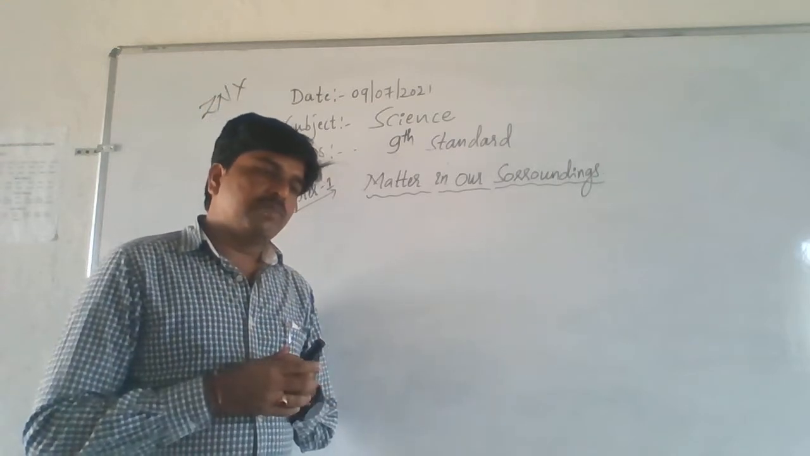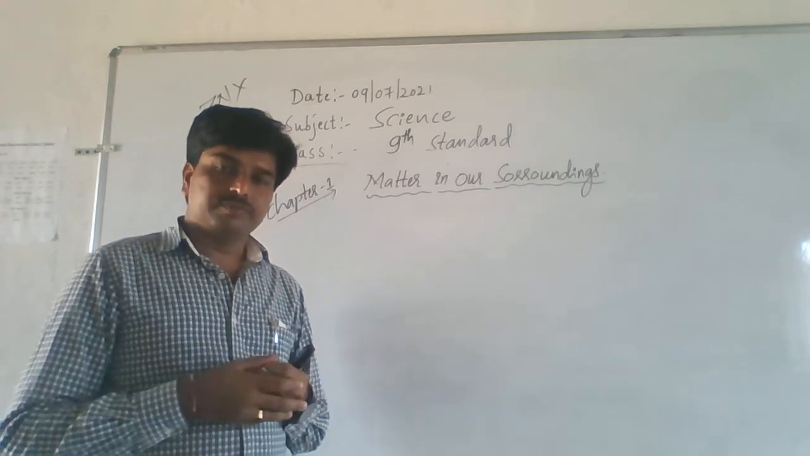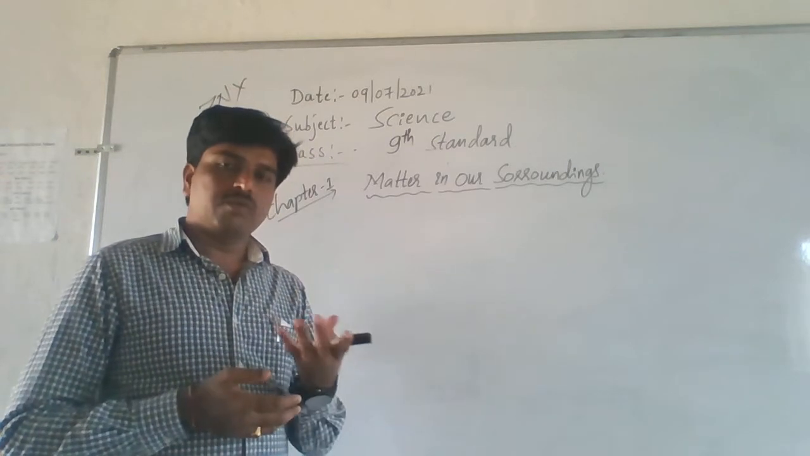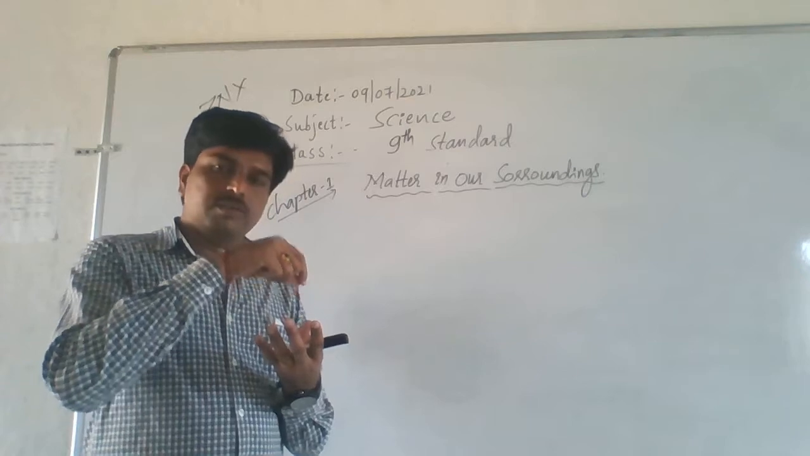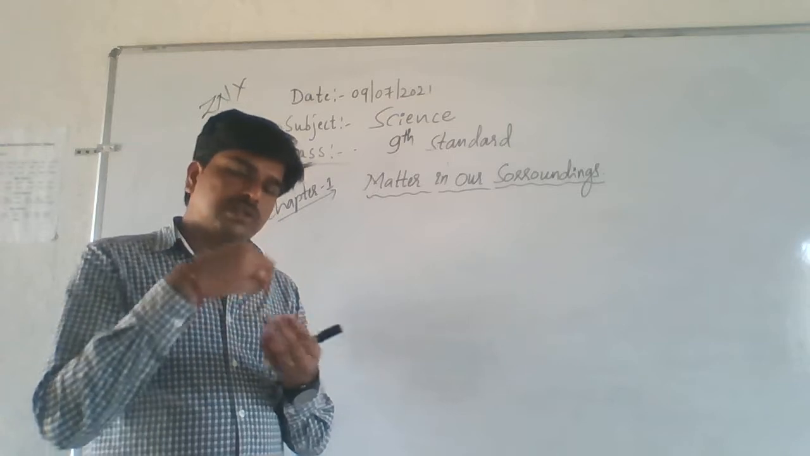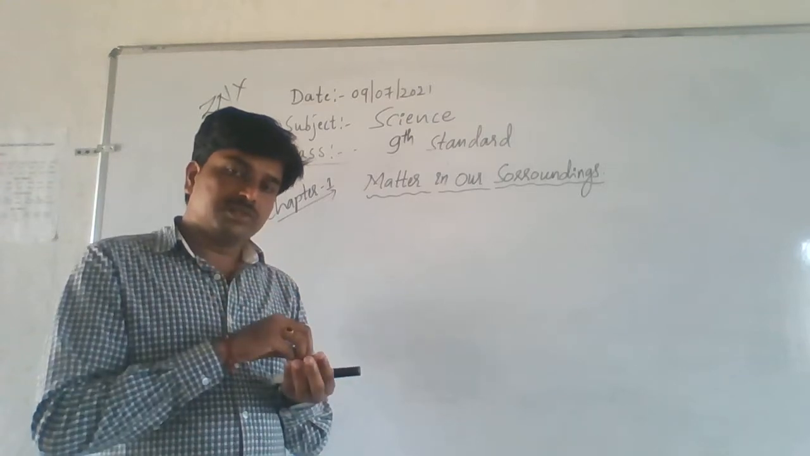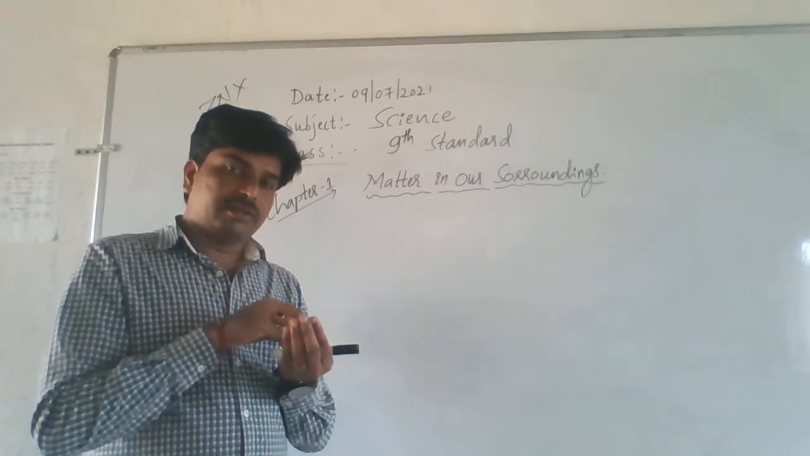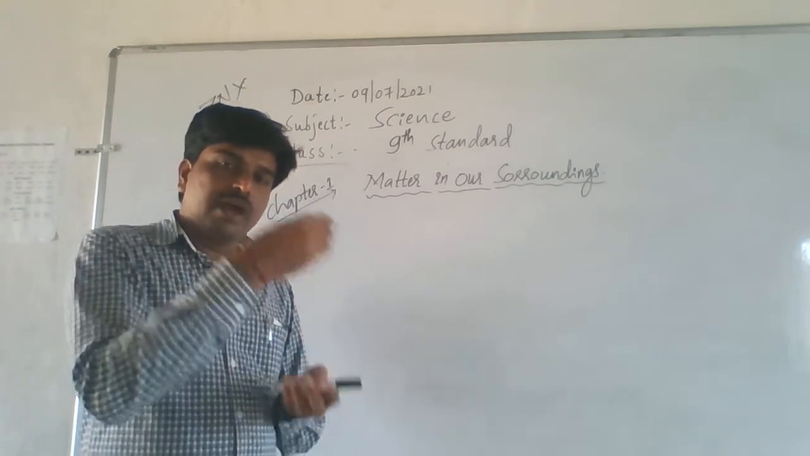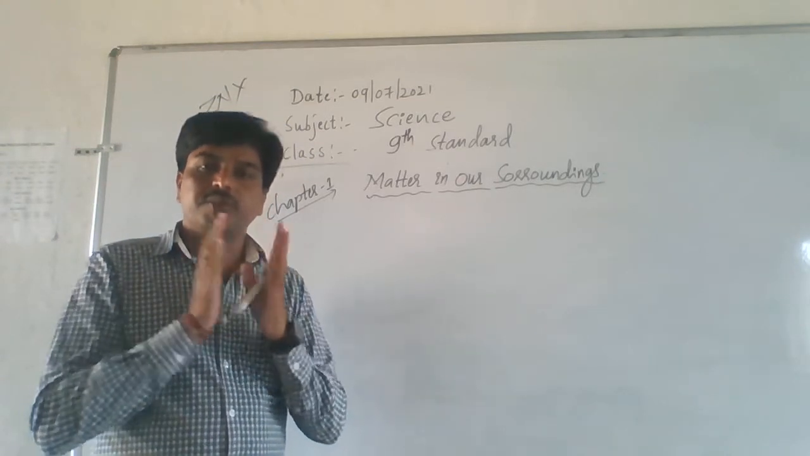And the second characteristic is that particles of matter have space between them. I explain this with an example. While you are making lemonade, first you take water, then you add lemon juice, and after that you add sugar or salt to it. All these substances get dissolved in that water. How? After adding these substances one by one, the particles of each matter get space in between the particles of another matter. Hence we say particles of matter have space between them.